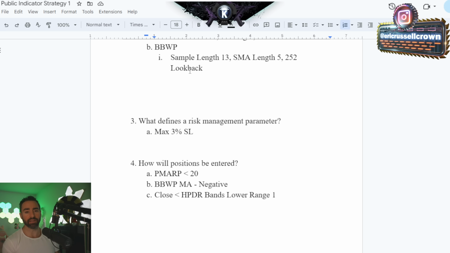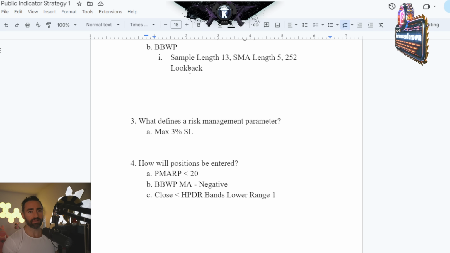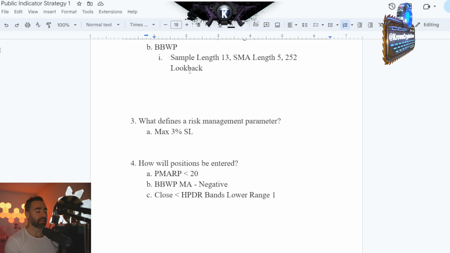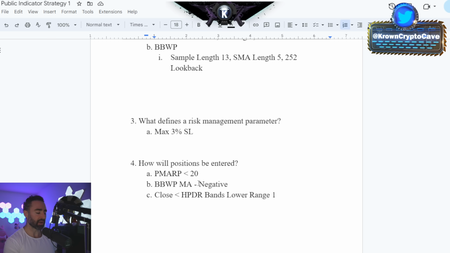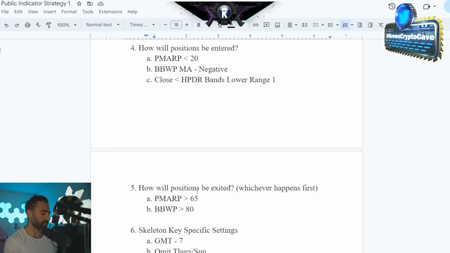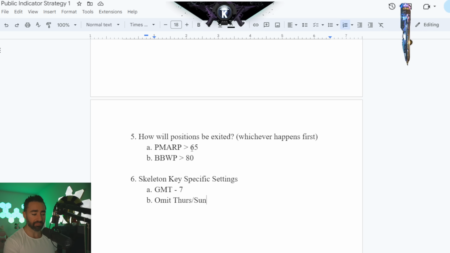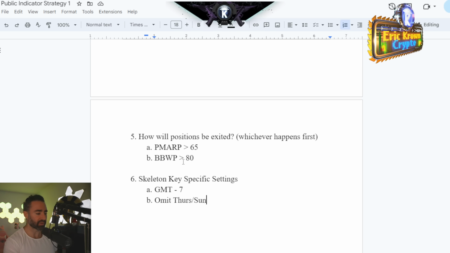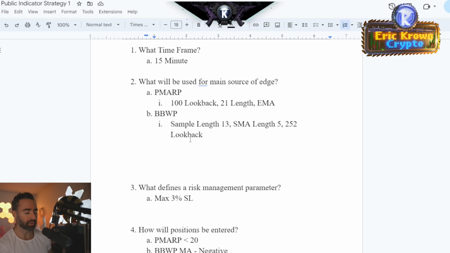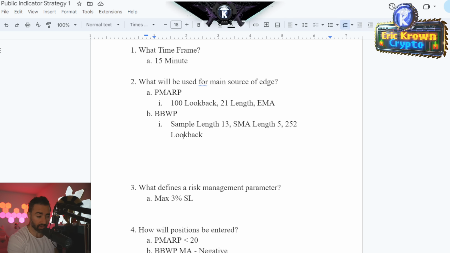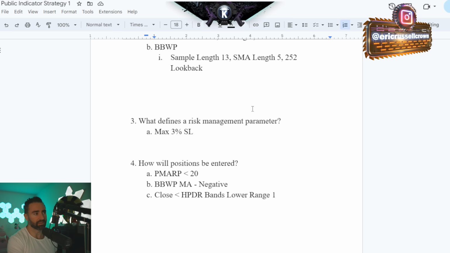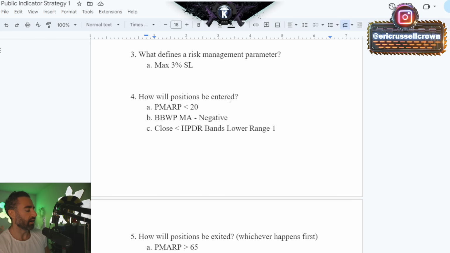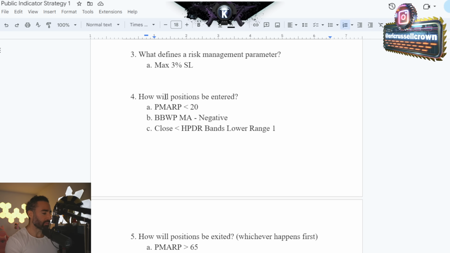But here's also the thing. You will notice that there are going to be exits that are also losses when a couple of other criteria are met, which is our exit criteria. I'll give it away right here: PMARP above 65 percentile or BBWP above 80 percentile. Both of those would also close the trade. And if it's at a loss, it's at a loss. That's really going to happen mostly when volatility, represented by BBWP, is higher. But anyways, on to the next one.